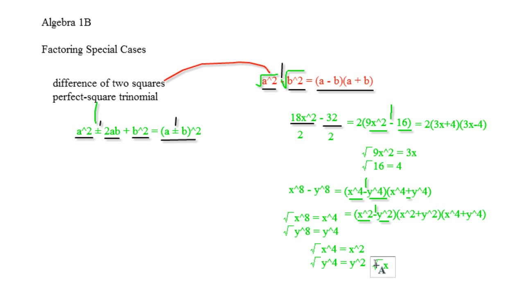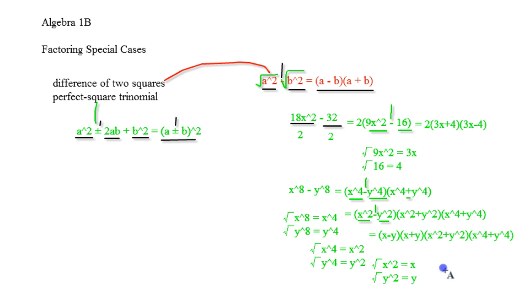Because guess what? The square root of x squared is x, and this will be the final step in this one. The square root of y squared is going to be y. So the very beginning will turn into (x minus y)(x plus y)(x squared plus y squared)(x to the 4th plus y to the 4th). And let me go back and change that 0 because that should be a parentheses.